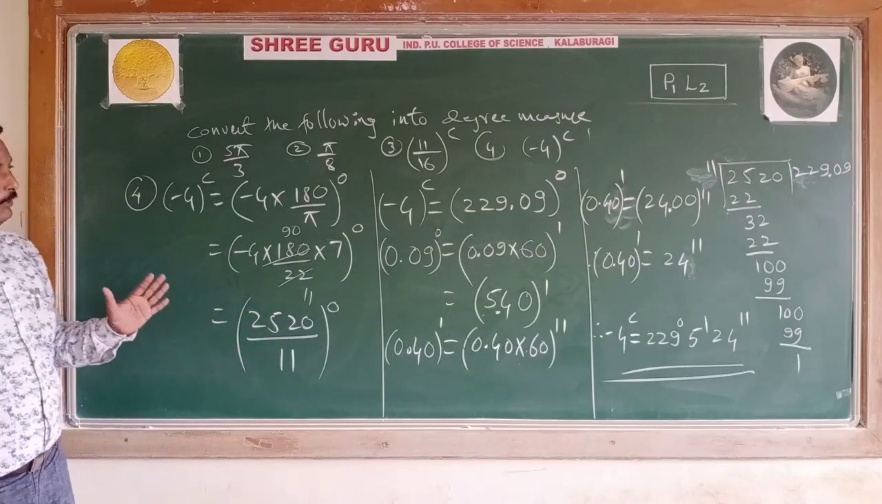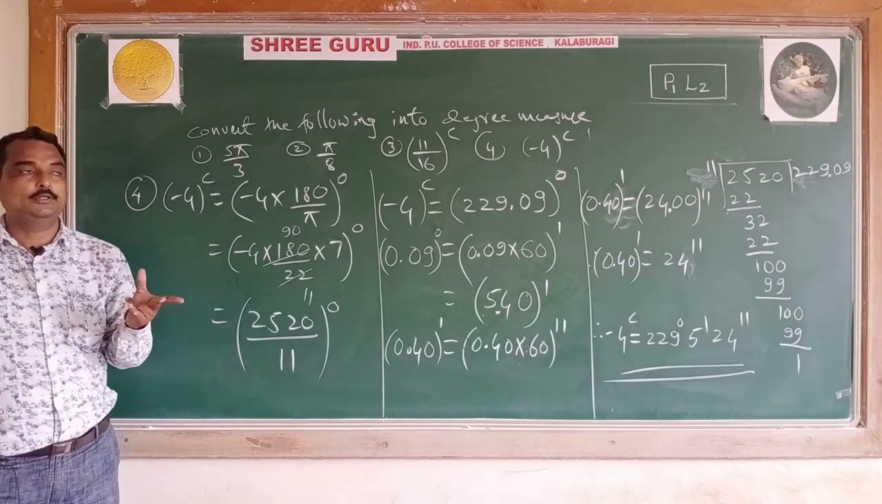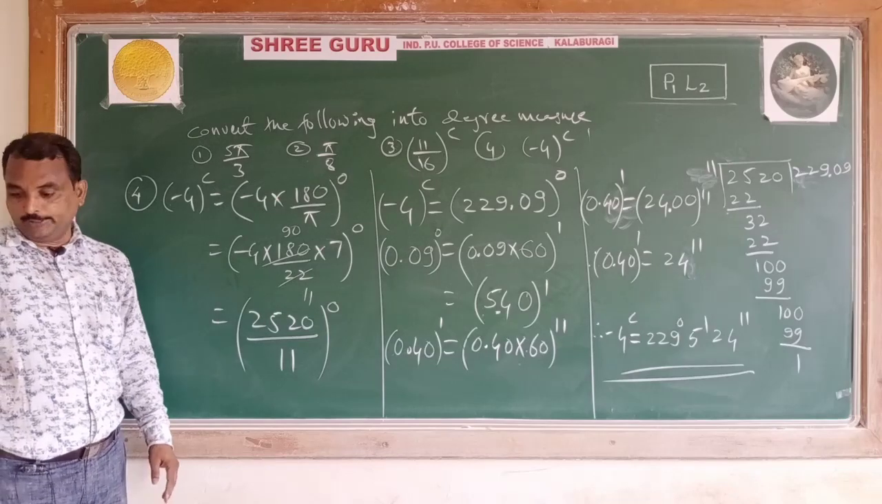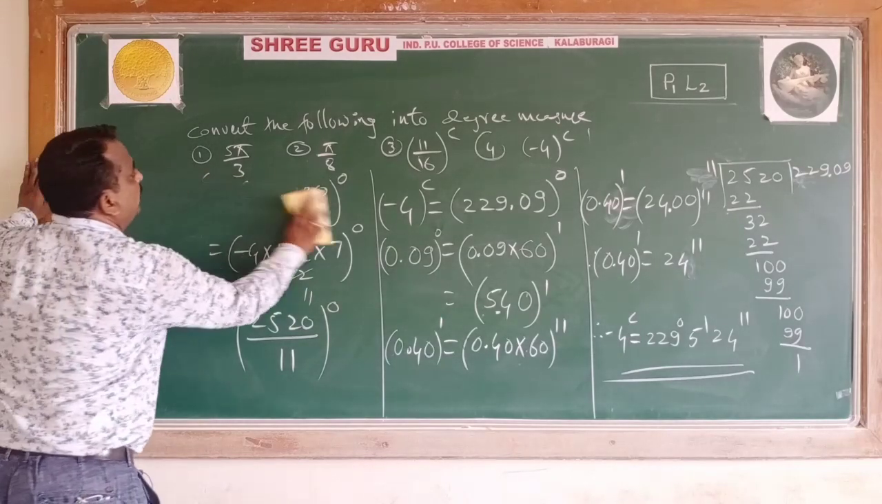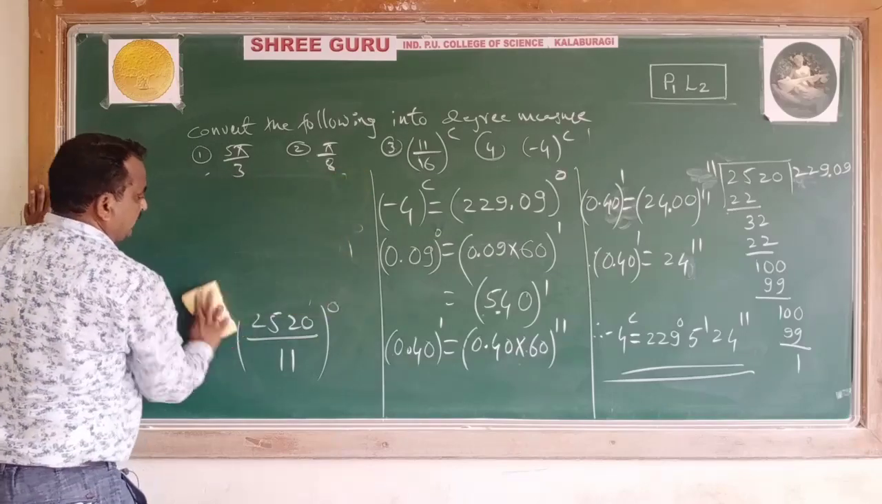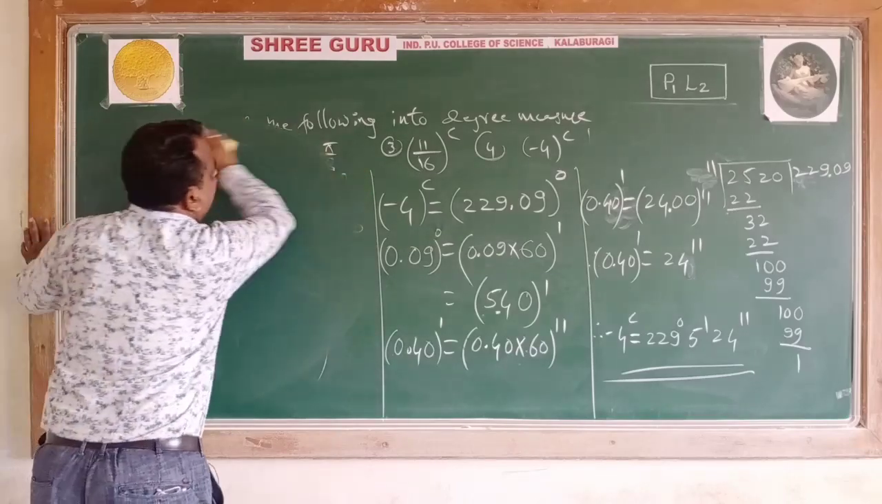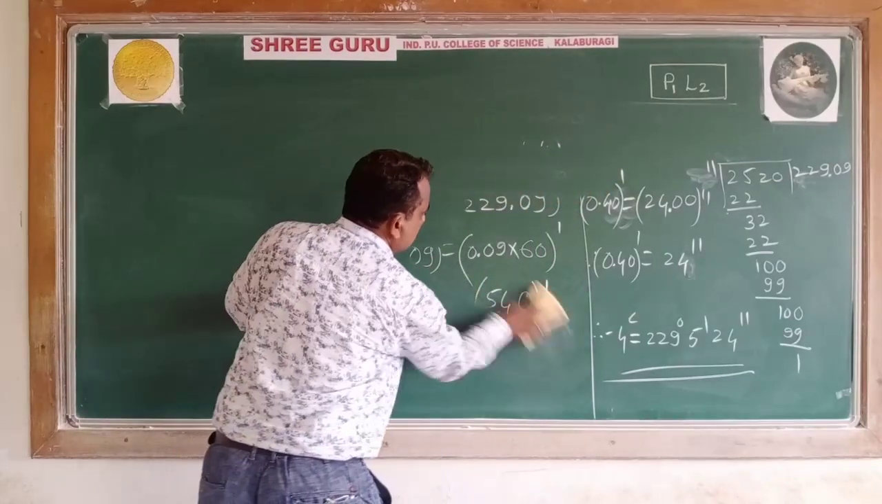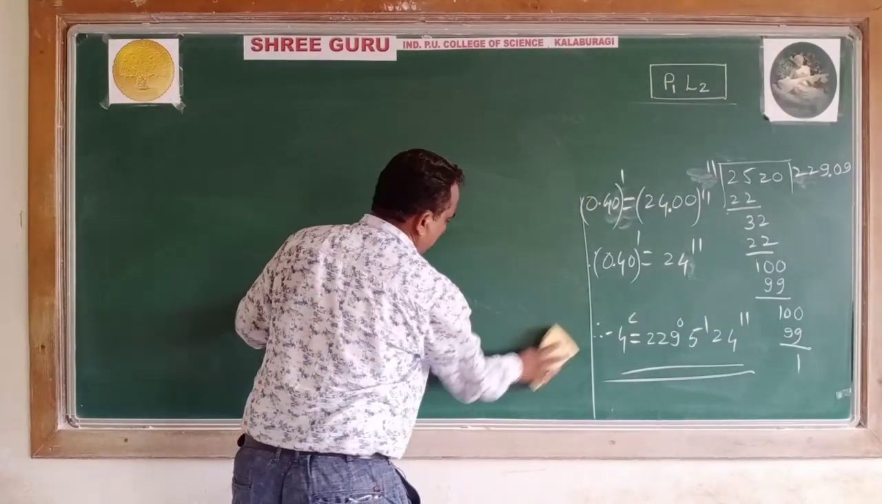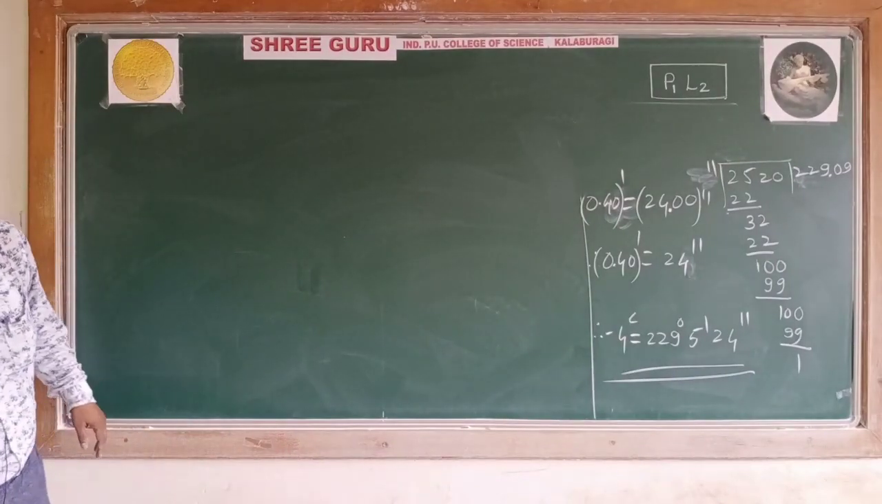I will give the homework, students, of both types, degree to radian and radian to degrees. You should calculate the homework. I think you are getting it, students. Conversion of radian to degree and degree to radian. Now see, students, I will give the homework. Convert the following here.